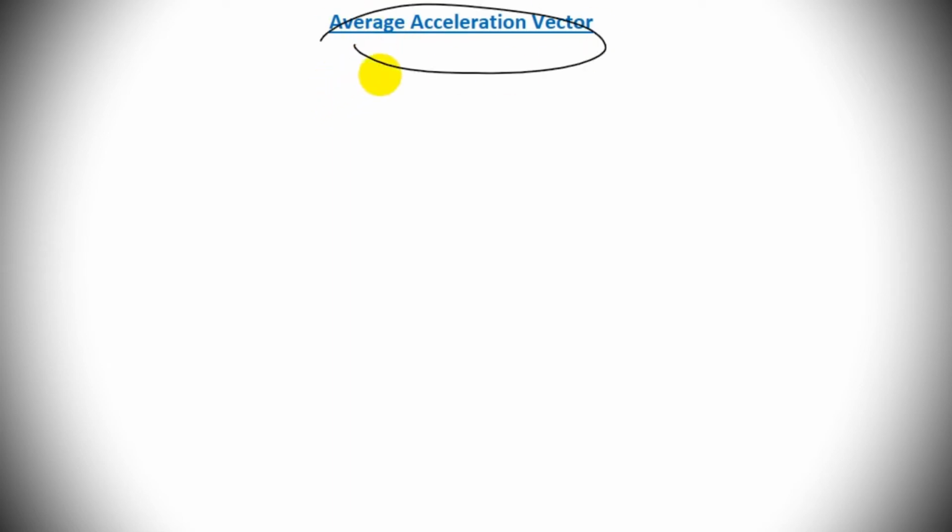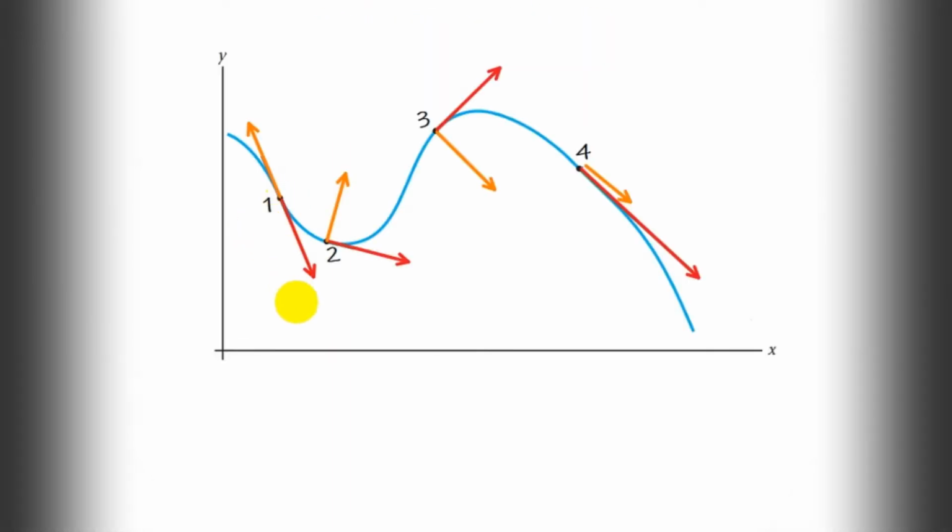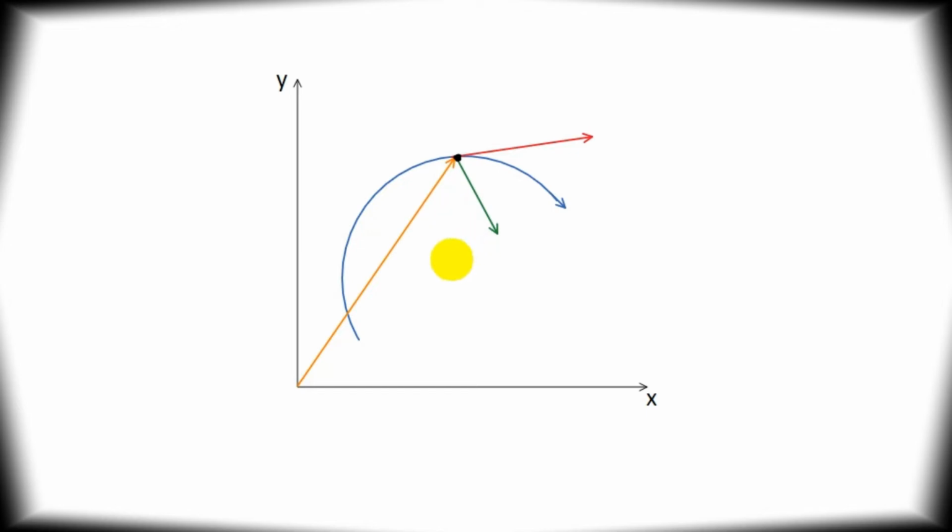Average acceleration vector. So this should be the velocity vector. Which of these vectors shows the position vector, velocity vector, and the acceleration vector?